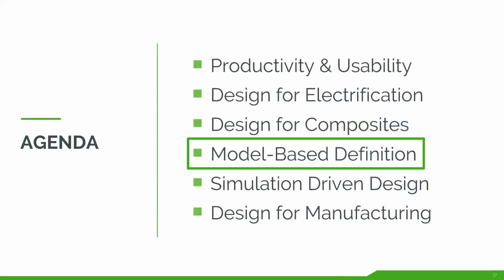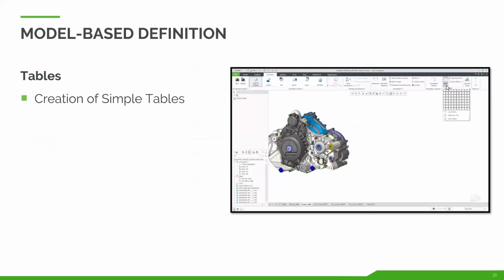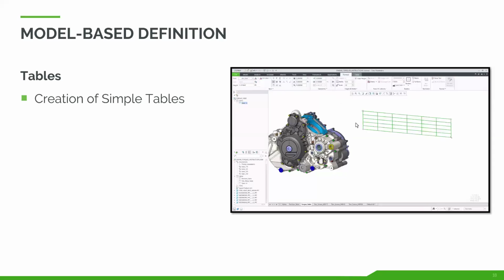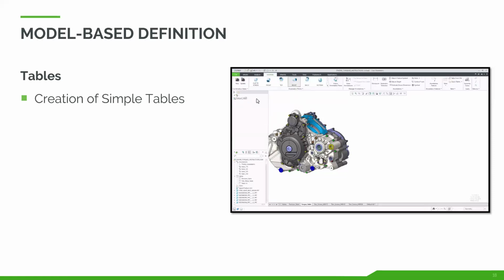Next, let's talk about the model-based definition enhancements. First is around tables. The main focus for us in Creo 11 with model-based definition was the support for tables. You can now go in and create simple tables similar to how you create a table in PowerPoint. You would define the number of rows, the number of columns, even pick tables from existing ones that are available.